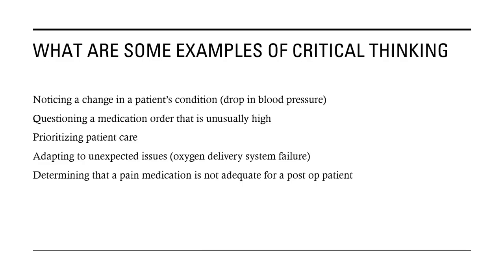So prioritizing that patient care, we want to be adapting to unexpected issues. For example, the oxygen delivery system failure, what do we do? That concentrator, is there a nearby oxygen cylinder? What are our steps? And determine that a pain medication is not adequate for a post-op client. If that client is consistently complaining of pain, they may not ever be pain free, but they should be in less pain. So when we reassess, what are our findings?